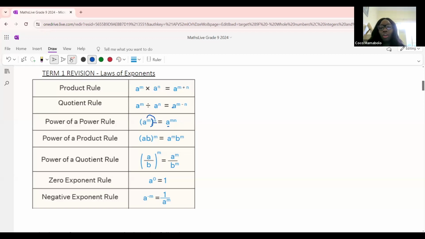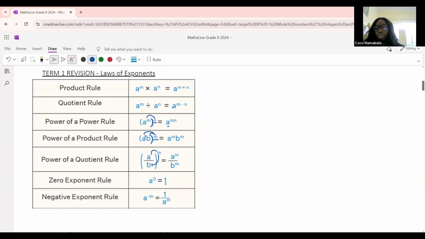All right, now over here, if I have two different bases, I still have a bracket and an exponent. So each of the bases on the inside should get their own exponent. This one is the same. Again, inside I have two different bases. Each of them should be multiplied with their own exponent. All right. Anything to the power of 0 is equal to 1.